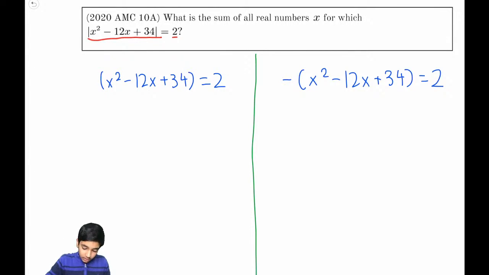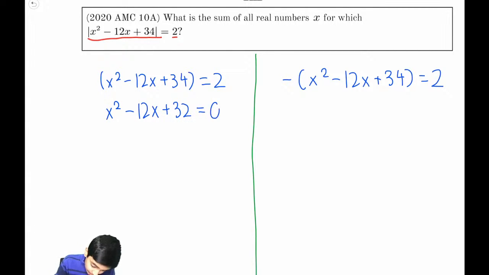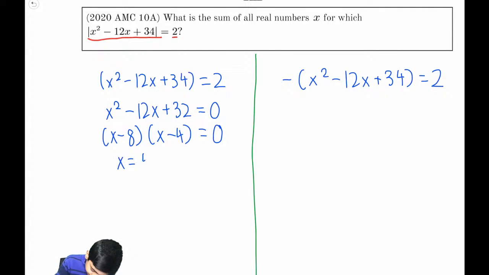Okay, now let's get into the solution for this problem. I'm going to show you how to actually solve it first, and then I'll show you the common trap later. The first thing here is you subtract 2 from both sides to get x squared minus 12x plus 32 equal to 0. Right now I'm doing the correct solution. Then you can factor this, or use the quadratic formula, whatever you want, to get x minus 8 times x minus 4 is 0, meaning that x is 4 or 8.